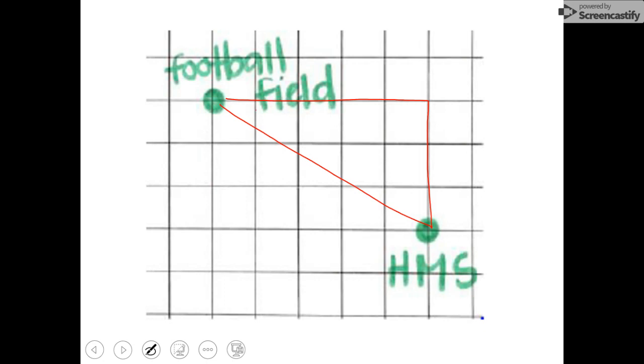So the length is 1, 2, 3, 4, 5 here. Then it's 1, 2, 3 here. You're just counting the boxes, y'all. And then we're trying to find C.